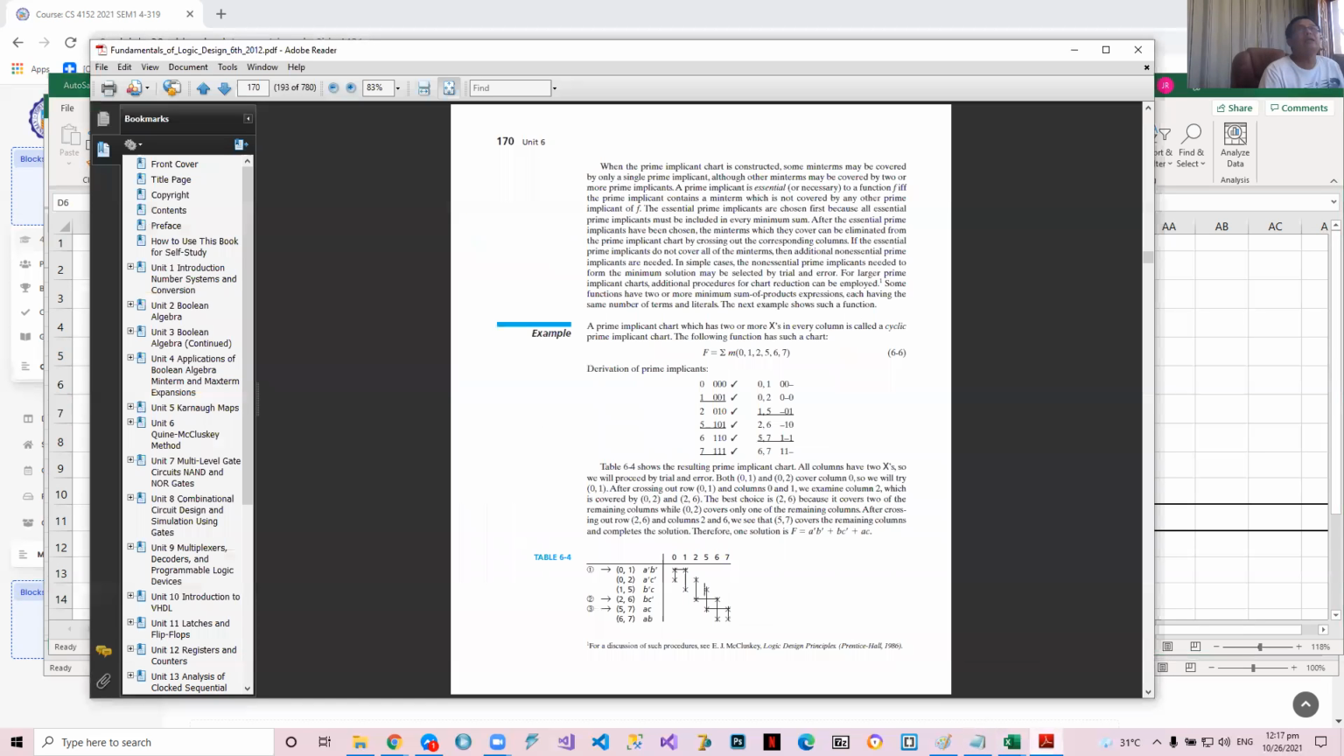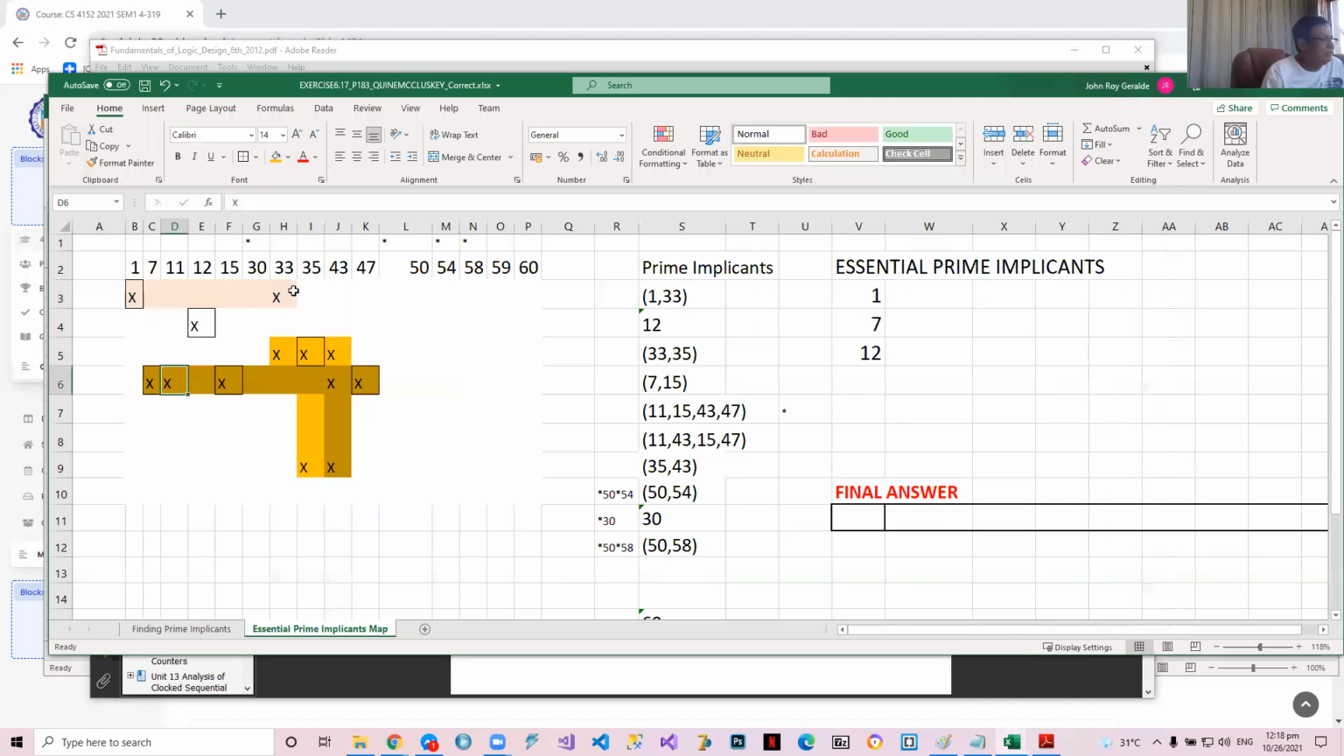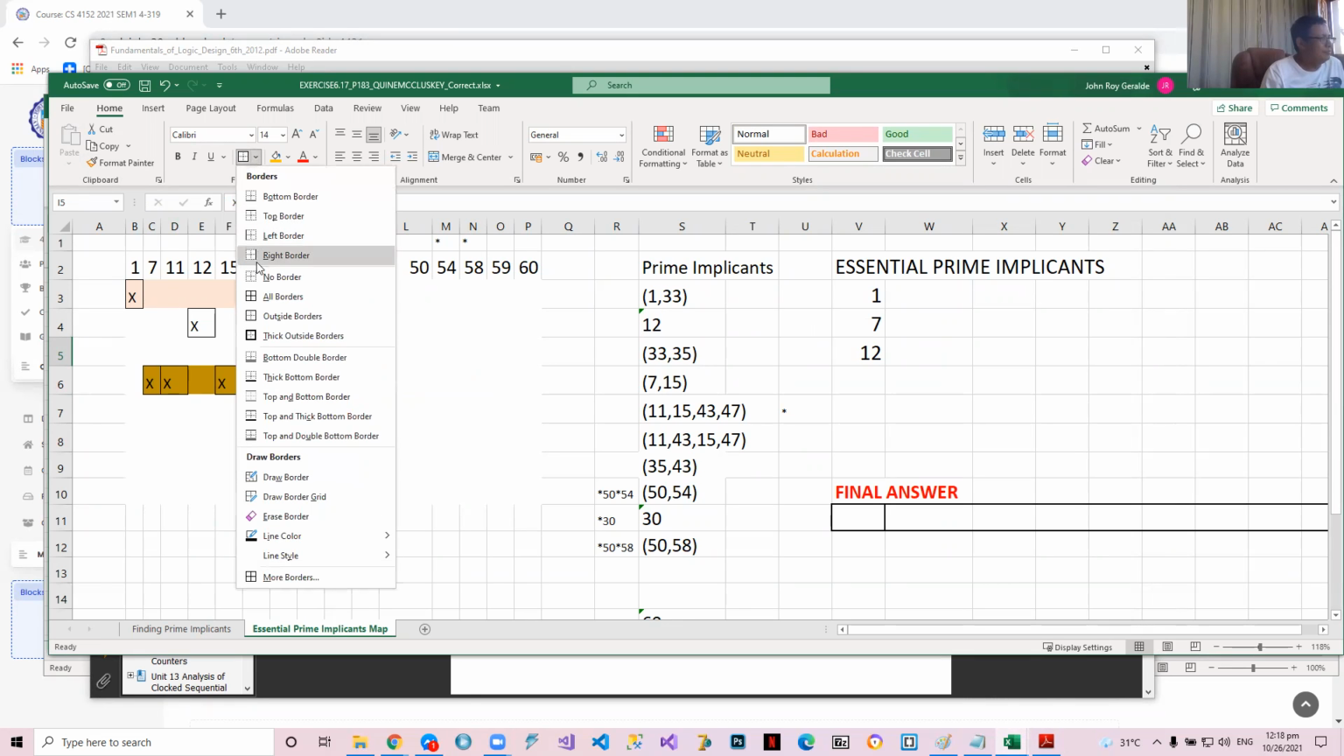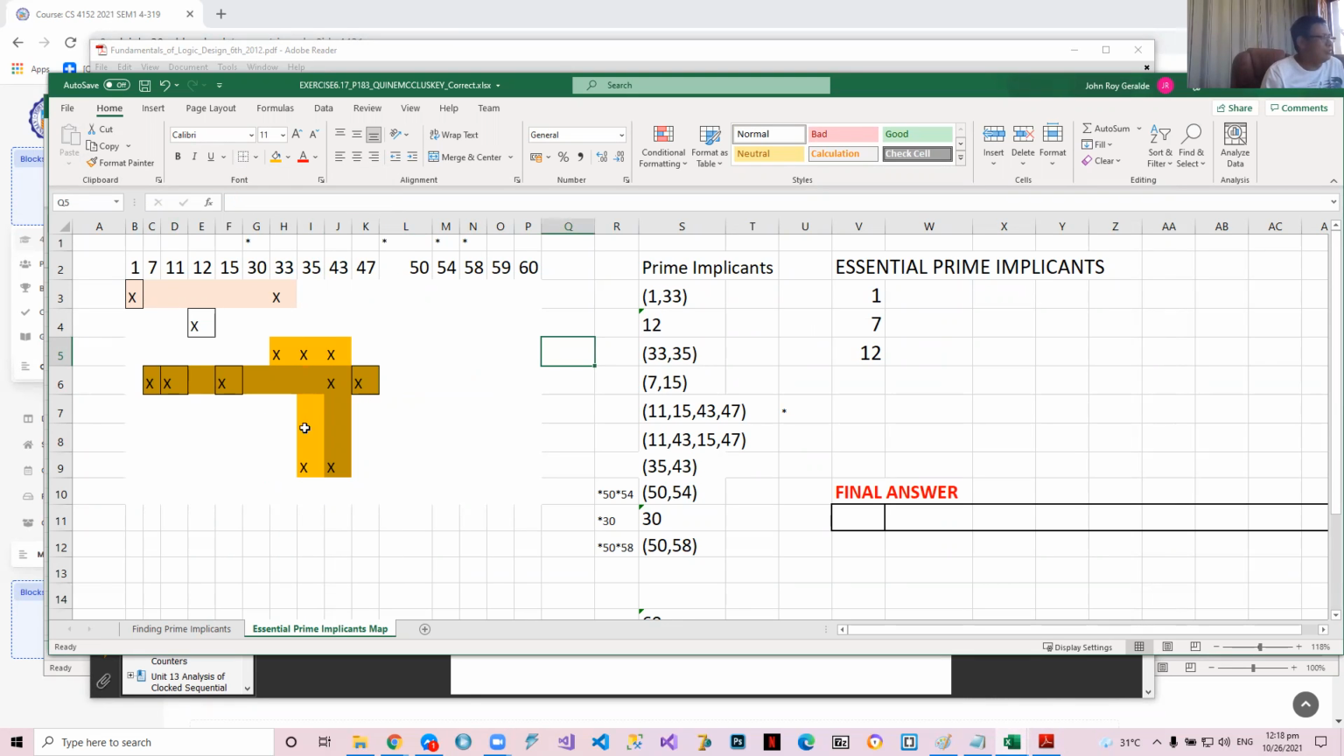Let's look at the example again. First, this one considers this, so it will also cover this and that. I'm sorry, it looks like I made a mistake here. Wait a moment. Let's unmark this first. I'm sorry, I'm lost.